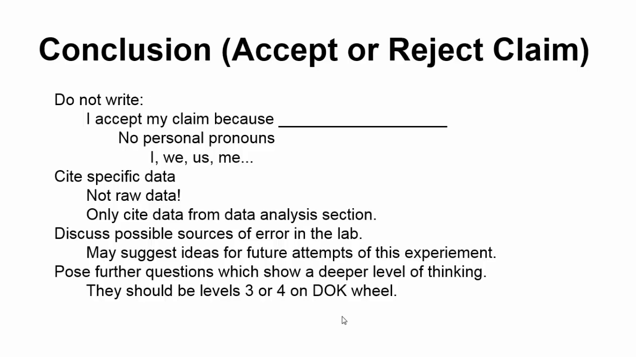In this section, you also want to discuss possible sources of error that could have occurred in the lab. You can discuss the sources, and then it's a good idea to come up with potential solutions for those possible sources of error to show that you really understand what you're writing about. You also want to pose further thinking questions which show a deeper level of thinking, and these need to be levels 3 or 4 on the depth of knowledge wheel. More on that to come later.